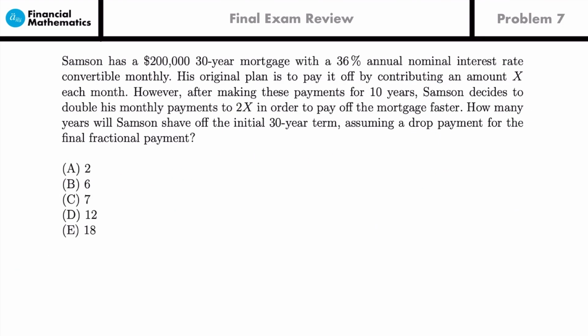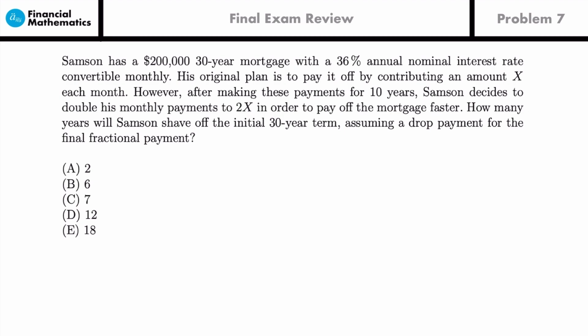Okay? Next up, for problem 7, we have Samson has a $200,000 30-year mortgage with a 36% annual nominal interest rate, convertible monthly. His original plan is to pay it off by contributing an amount X each month. However, after making these payments for 10 years, Samson decides to double his monthly payments to 2x in order to pay off the mortgage faster. How many years will Samson shave off the initial 30-year term, assuming a drop payment for the final fractional payment?